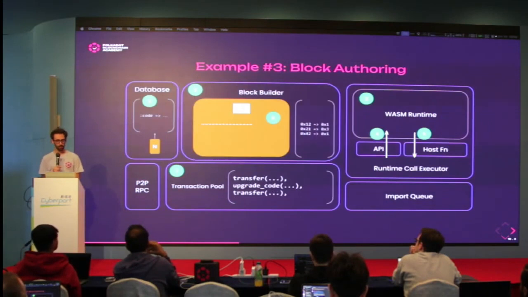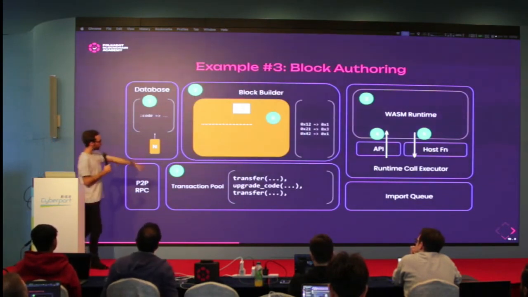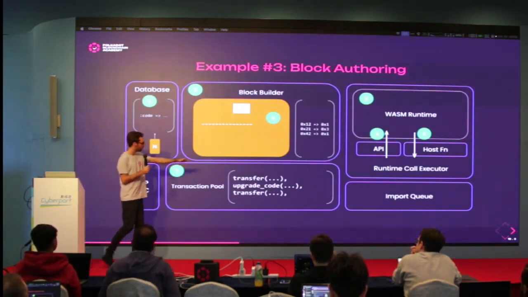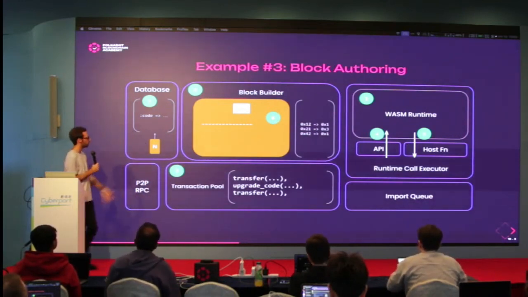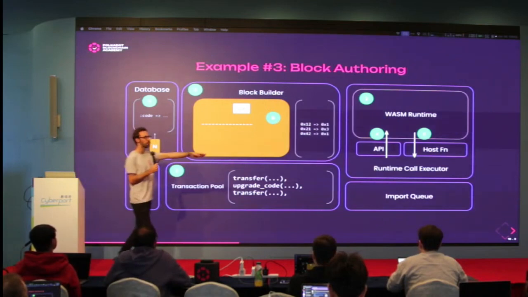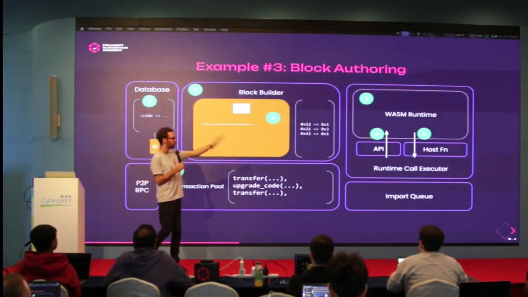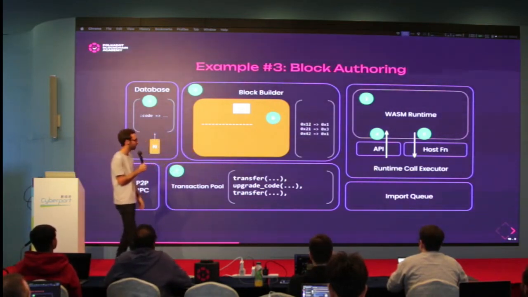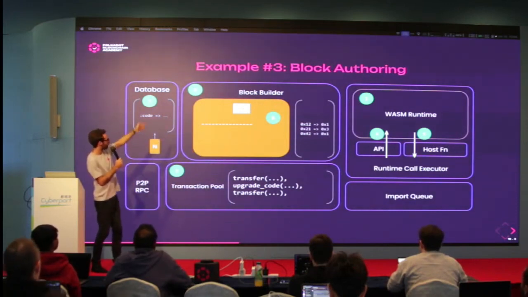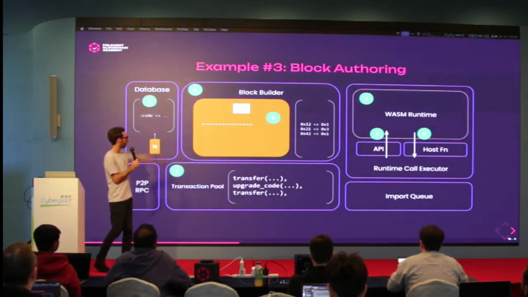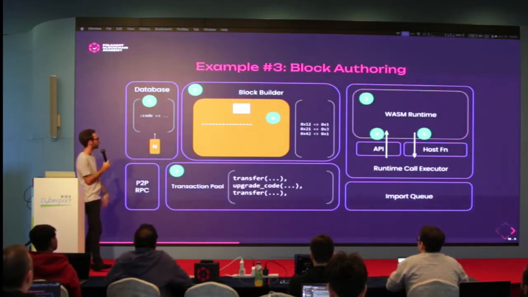Okay, so now imagine our transaction pool is filled with this beautiful list of transactions. Now we want to author a block. So this time I shuffled some things around. I'm sorry, the import queue still plays no role there. I will remove it, but it doesn't have a role. The block builder component, which used to sit down there, is now much bigger because important things are happening inside of it.